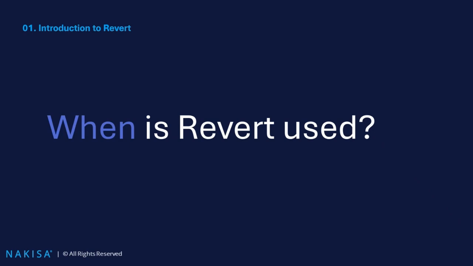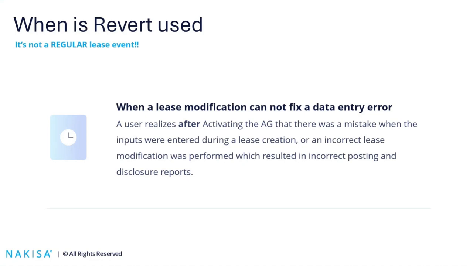So when is revert used? Maybe we should discuss a bit before, but basically, if a user realizes after the activation group has been activated that there was a mistake when the inputs were entered during a creation of a lease, or incorrect lease modification was performed, which obviously results in incorrect postings and disclosure reports. So it is not a regular event. It is a corrective measure that we have introduced to make sure that the reports are correct and the postings are correct on the solution.